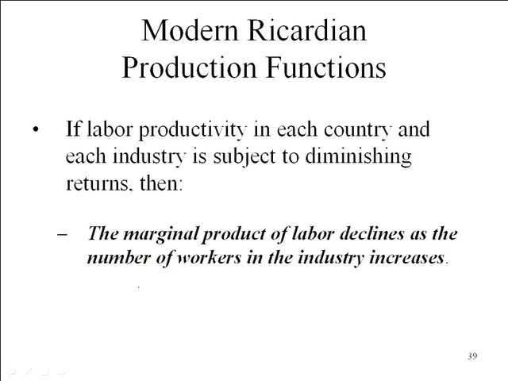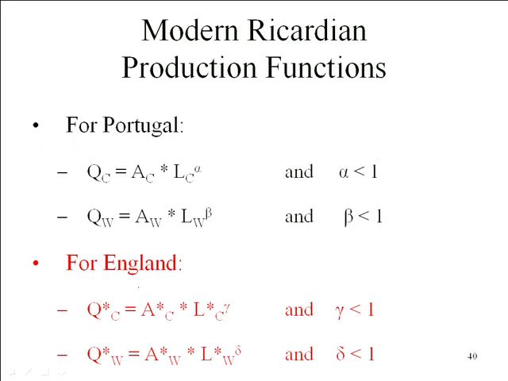So if that happens, then the marginal product of labor will decline as employment increases, and the production functions will look something like this. Now the key is, the only thing that's different is I've added an exponent to the labor component, the labor variable. And each one of these exponents was 1 in the classic Ricardian model. Now they're less than 1. They're all less than 1. And that's what will give us diminishing returns.